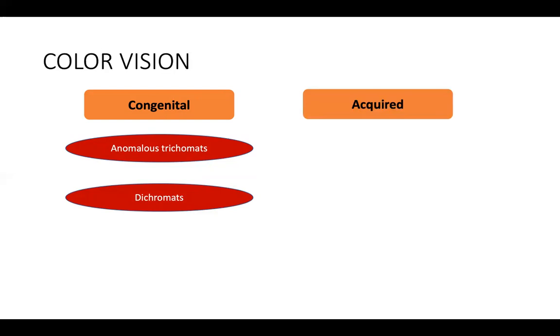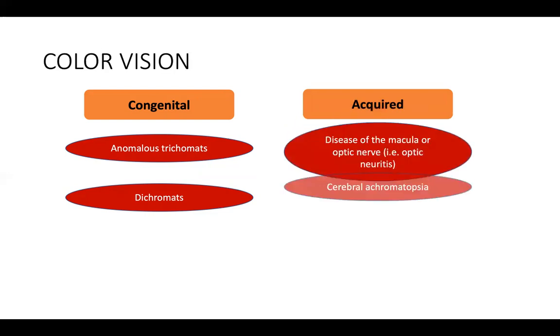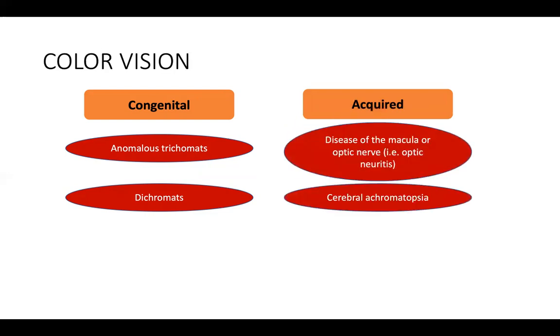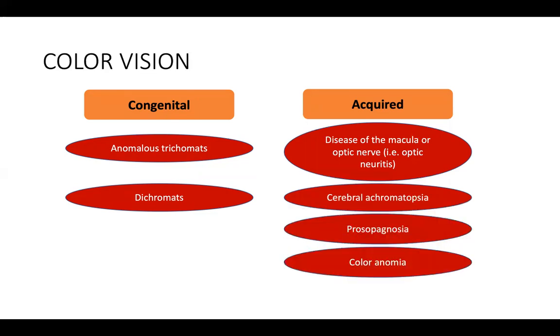Acquired defects in color vision frequently result from disease of the macula or optic nerve, cerebral achromatopsia, prosopagnosia, and color anomia.